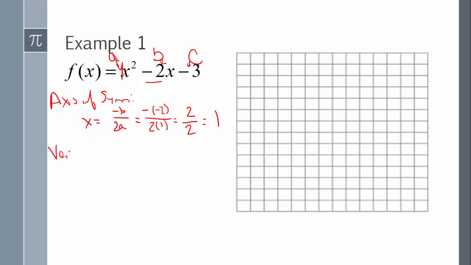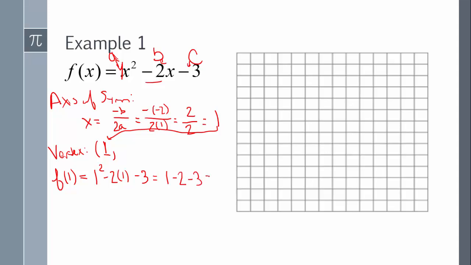Now I'll get my vertex. Okay, it's going to be a point. The point has 2 coordinates. The x-coordinate is going to be 1 because it's negative b over 2a. I can always just copy that number into the x-coordinate of my vertex. Now to get my y-coordinate, I have to plug in whatever this x number is into the equation and simplify. So f of 1 equals 1 squared minus 2 times 1 minus 3. We'll simplify that out. That's 1 minus 2 minus 3, and that's going to be negative 4. So at 1, negative 4, this graph has its vertex.